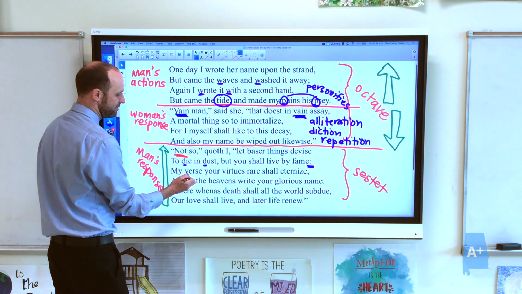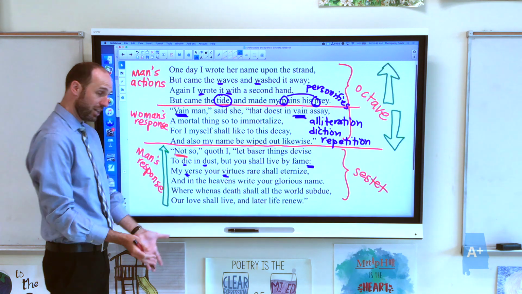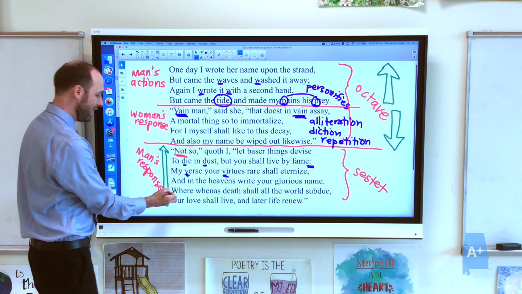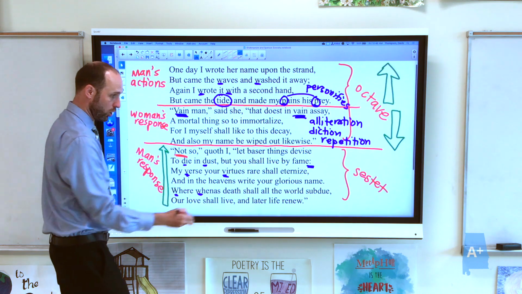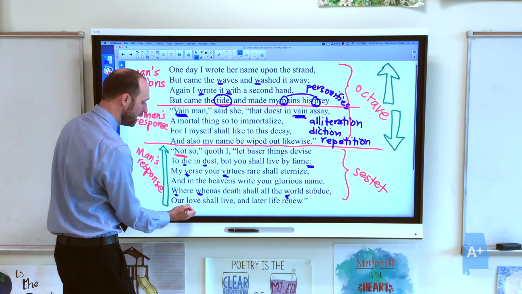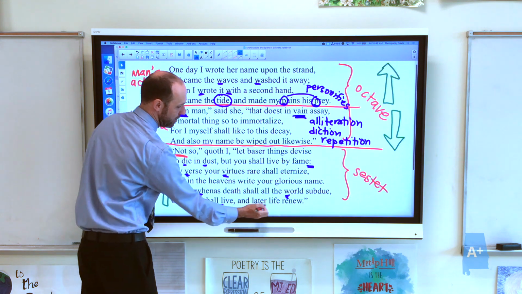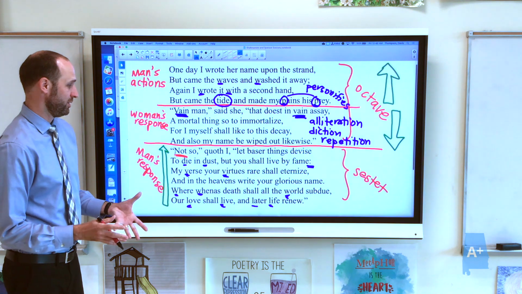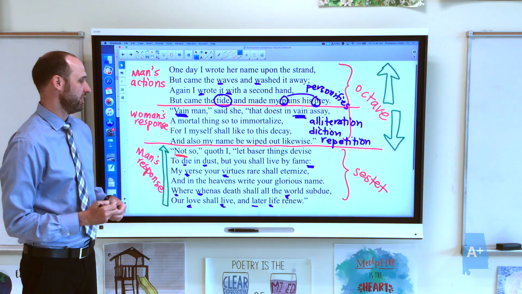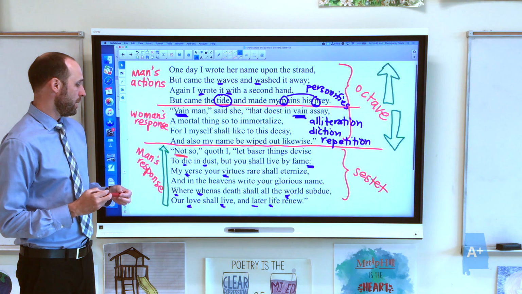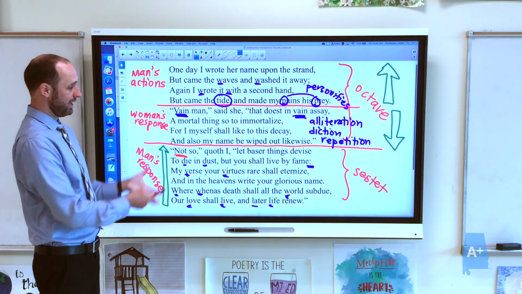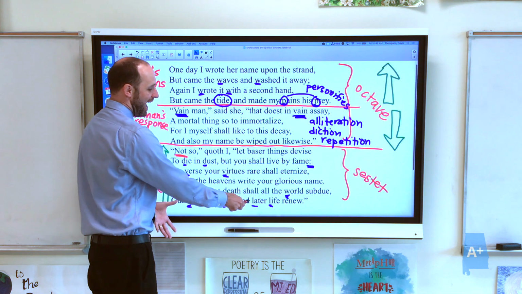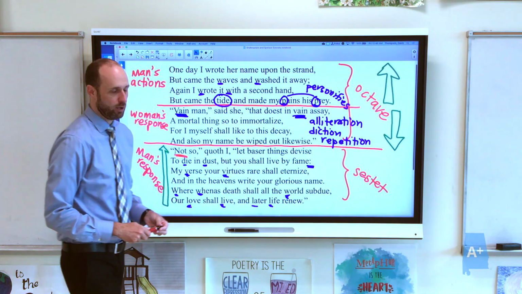He says, my verse, your virtues rare, shall eternize, and in the heavens write your glorious name, where when as death shall all the world subdue, our love shall live, and later life renew. He has a nice rhyming couplet, that's very Shakespearean there, even though, remember, this is Spenser, not Shakespeare, where he says that our love will be memorialized in this poem, and when other people read about it, our love lives again, and it inspires them to love as well.